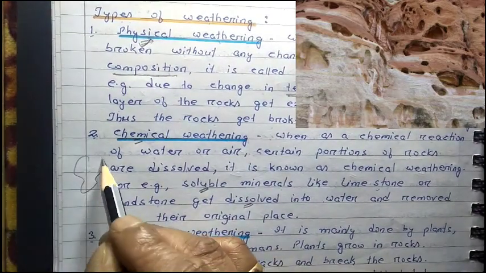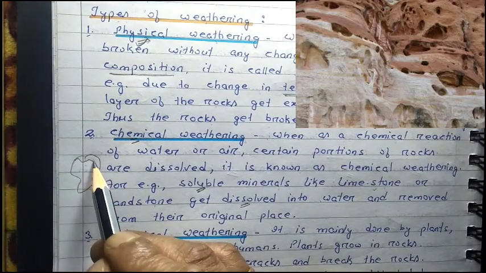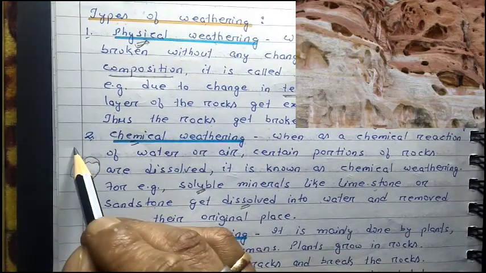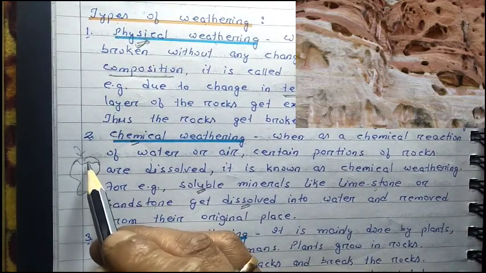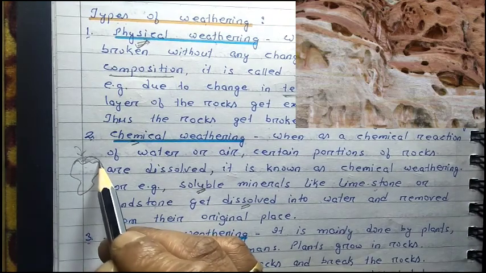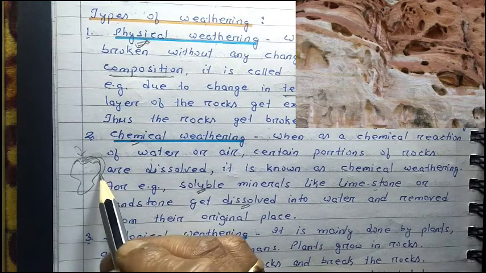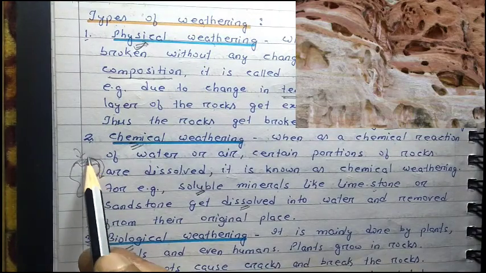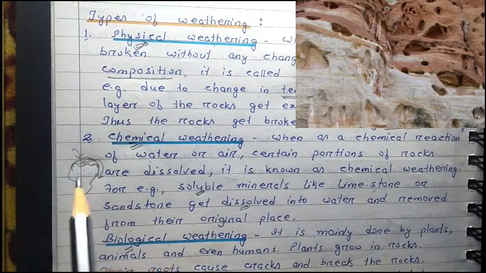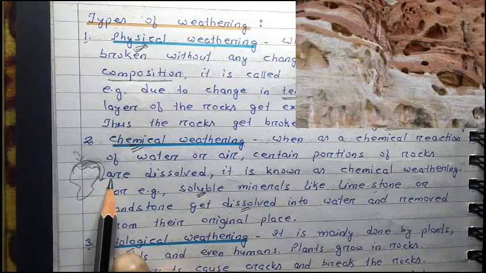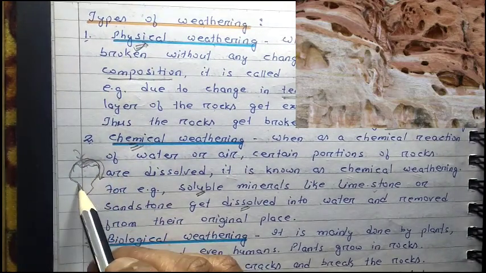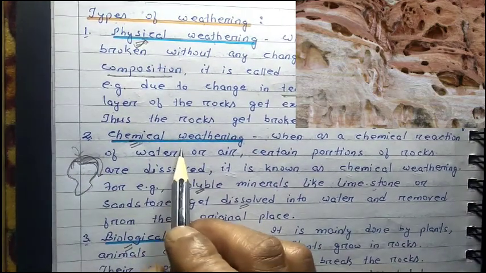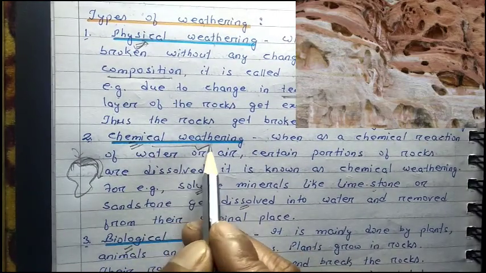Like this is one rock. Suppose this much portion of the rock is limestone. Automatically, as limestone is soluble in water, when rain falls or water comes in contact with limestone, this portion of the rock gets dissolved and comes out from its original place. That is known as chemical weathering, because you see, when the original rock was there, its chemical composition was different, but now as this portion of the rock has been removed, the chemical composition of this part of the rock is again different. So you can see here there are some chemical changes in this type of weathering. So this is known as chemical weathering.